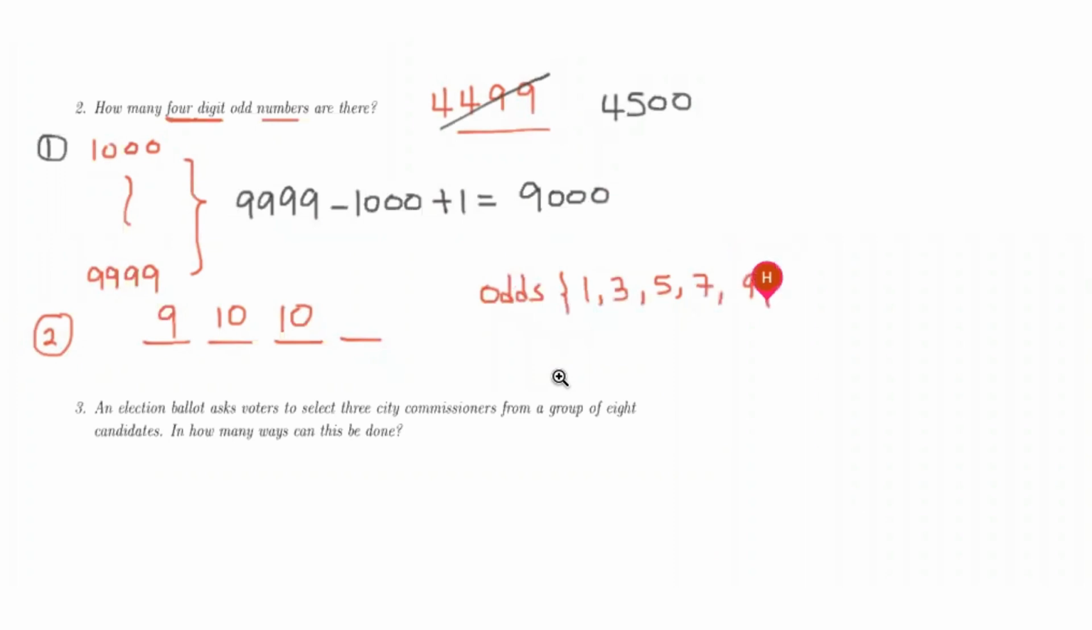Okay, those are odds, right? 1, 3, 5, 7, 9. There are 5 ways. You multiply... 4,500. Okay, so it's still the fundamental counting principle, but this is another way to do it.